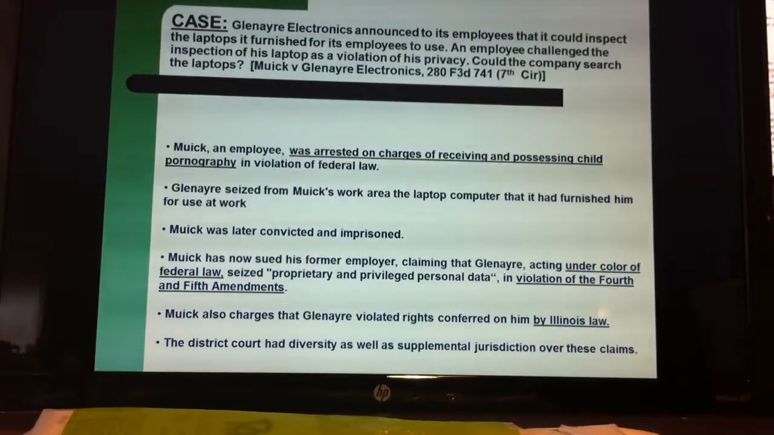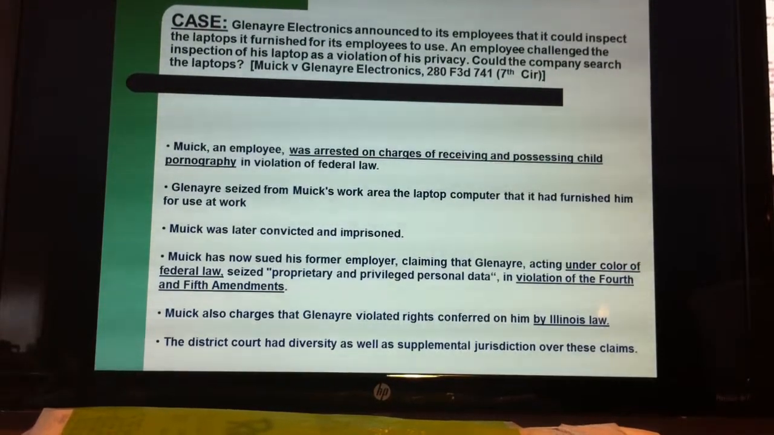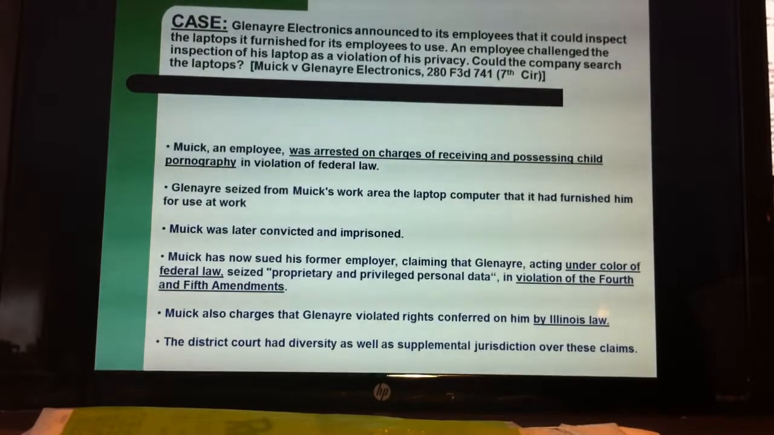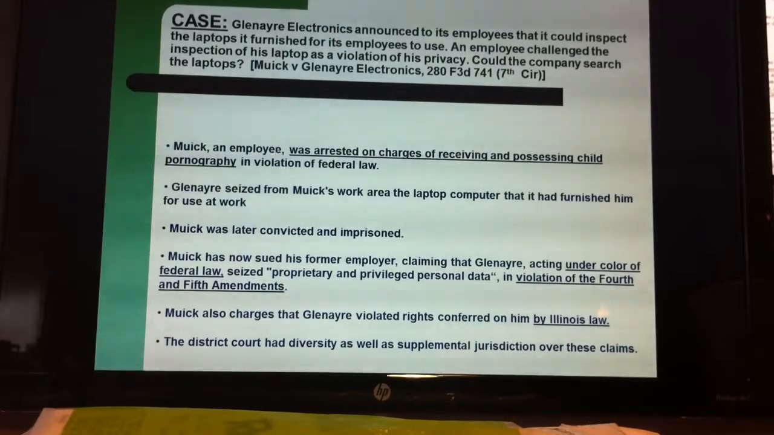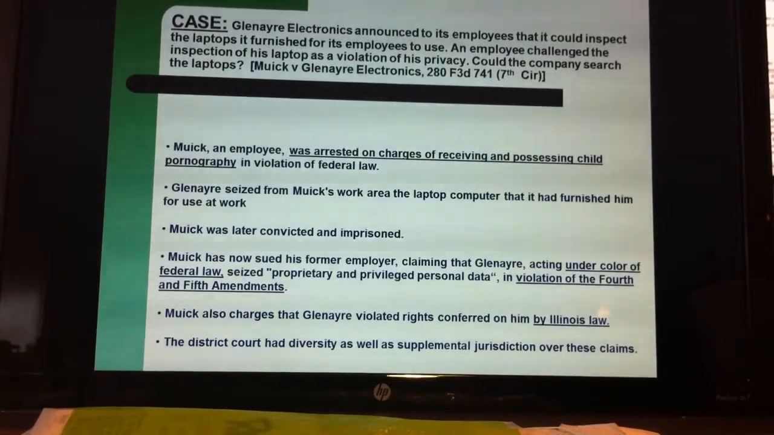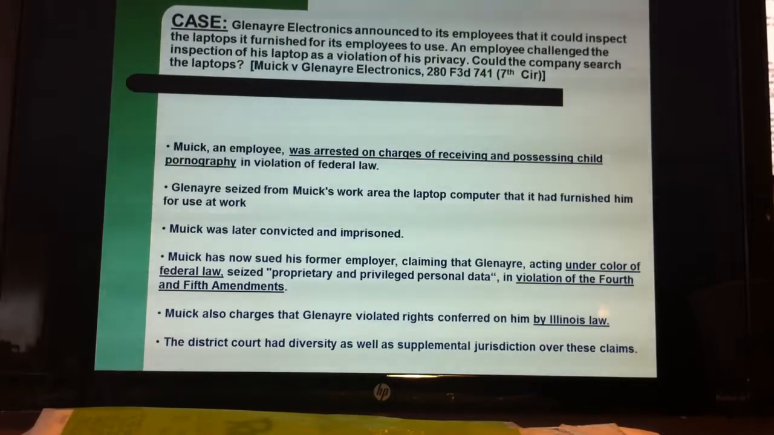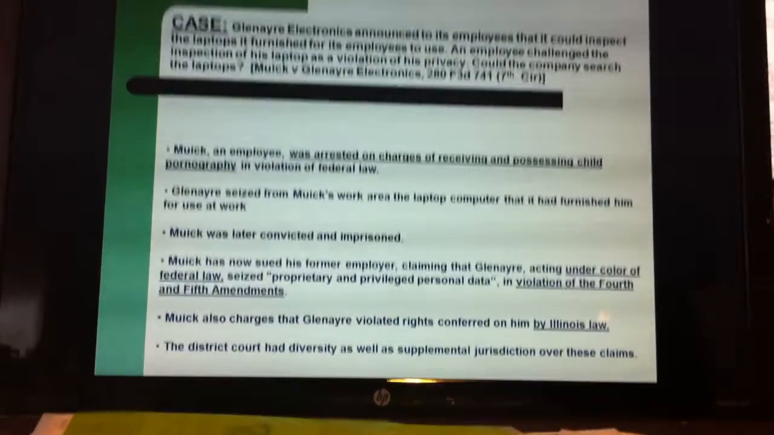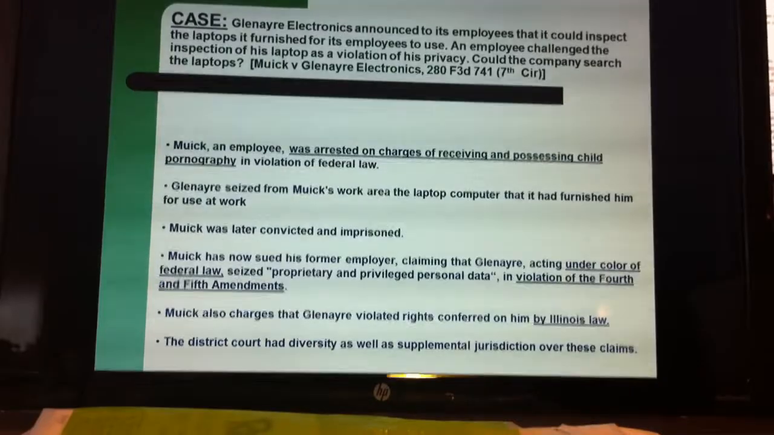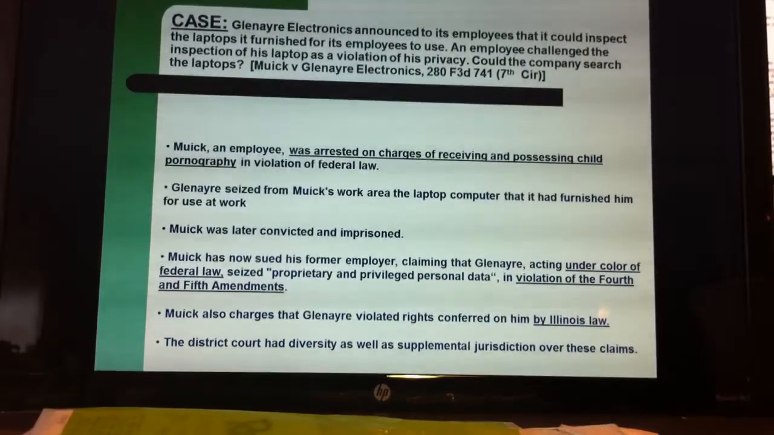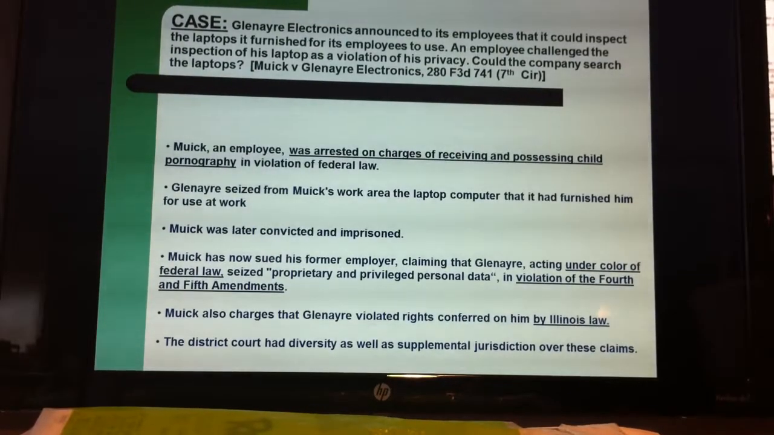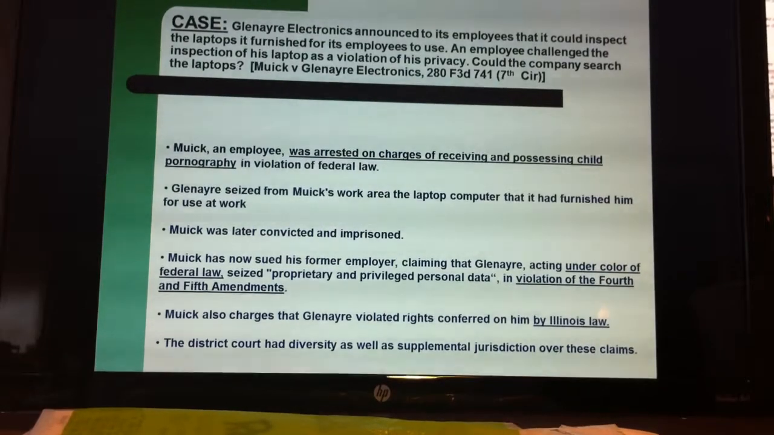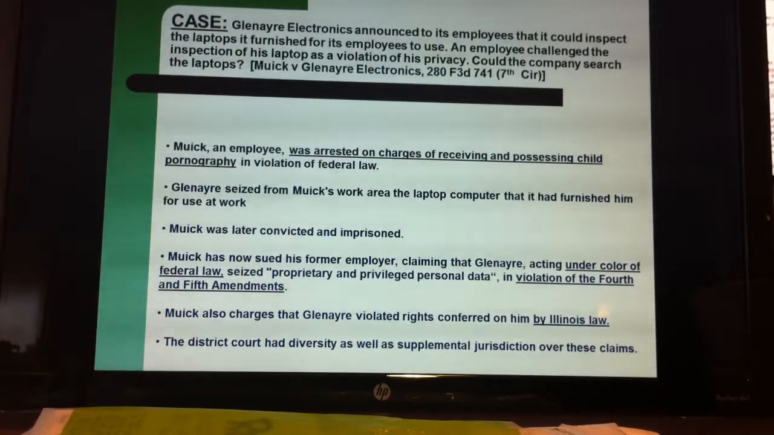I'd like to talk about the case in which Glenayre Electronics announced to its employees that it could inspect the laptops it furnished for its employees to use. An employee challenged the inspection of his laptop as a violation of his privacy. So could the company search the laptops? This is Muick versus Glenayre Electronics, 280 F.3d 741, at the 7th Circuit Court.